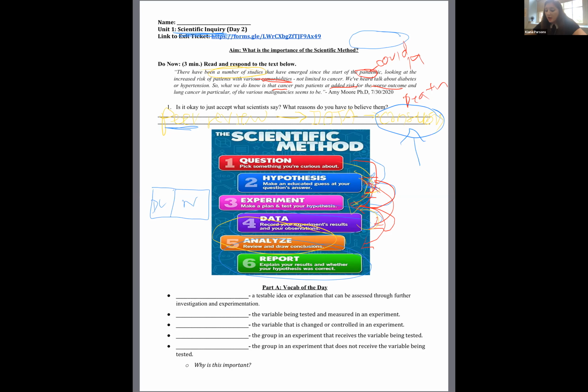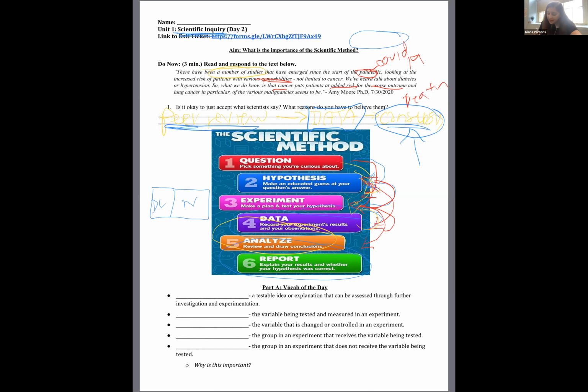So, is it okay to just accept what scientists say? No, you don't just accept it, right? Because scientists are just like any other people. They could be presenting data that wasn't gathered correctly. They could have made a mistake. So what reasons do you have to believe them? Well, you can look at their data and you can analyze it yourself. And you can also look at the analysis of others, peer review, and scientific consensus. So if many people agree, it's probably a good sign that it's true.